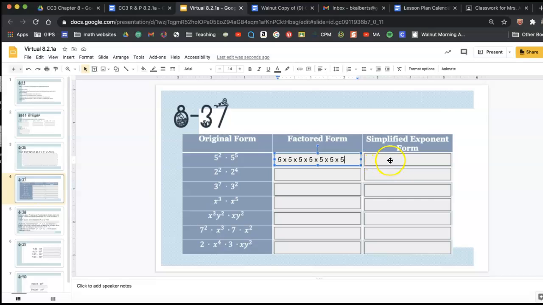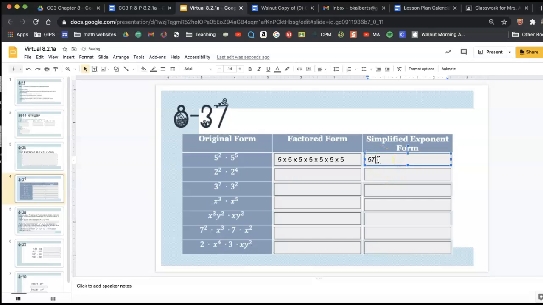Now I'm going to write that in simplified form. So the way you would do that in Google Slides, well, the 5 is what we call our base. That's what we're multiplying. So 5 is going to be, how many 5s do I have? Well, I have 1, 2, 3, 4, 5, 6, 7. So I'm going to use 5 as my base.